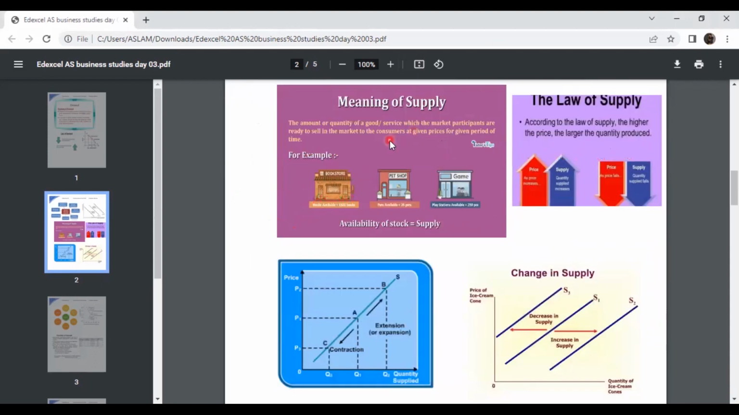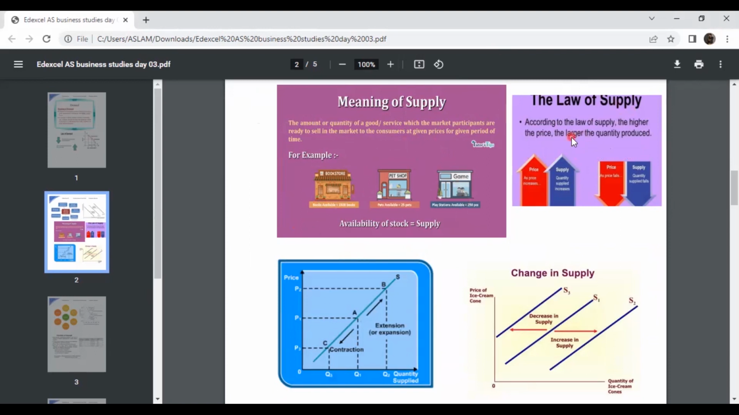Meaning of supply: the quantity of goods and services which the market participants are ready to sell in the market to the consumers at given prices for a given period of time. So when we expect what type of product we can purchase at a certain period of time, and the willingness and the ability to sell a product. So earlier in demand, willingness and ability to purchase a product. Here, willingness and ability to sell a product is known as supply.